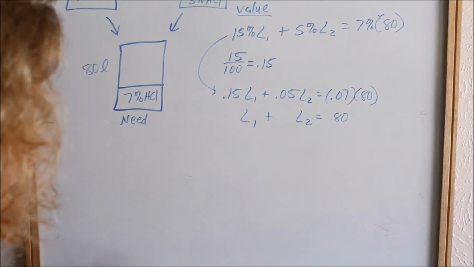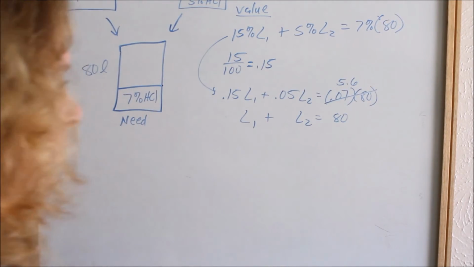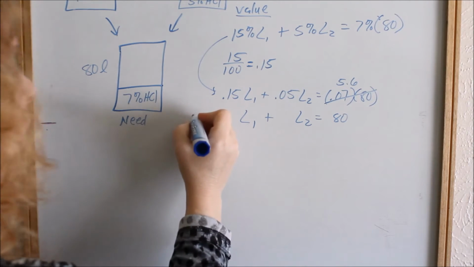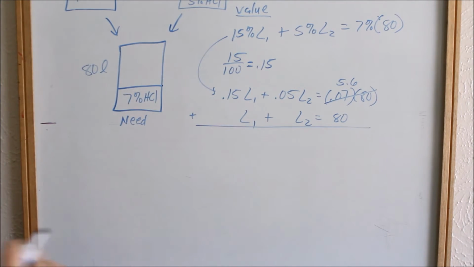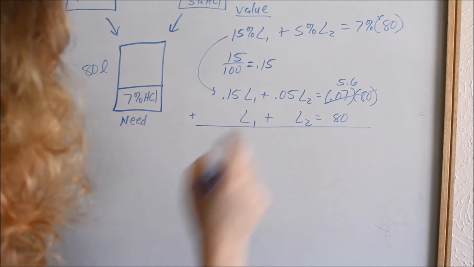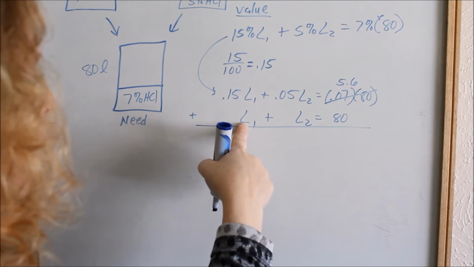0.07 times 80 is 5.6. Okay, so now I want to add these two equations together to eliminate one of my variables. It doesn't matter which variable you eliminate. You can eliminate L1 or L2. It doesn't matter which one. I'm going to choose to eliminate L1.